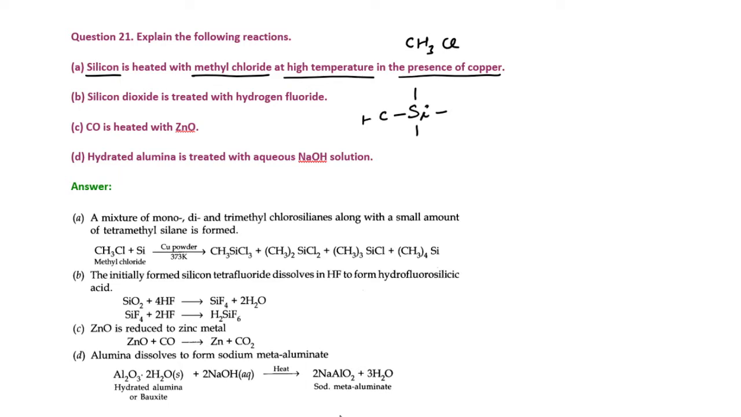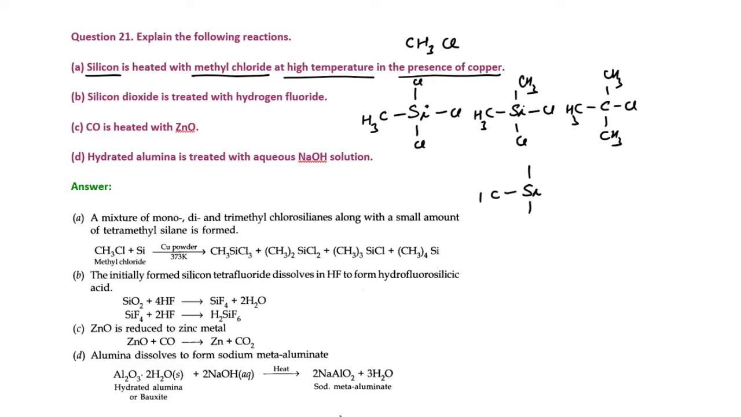So first of all, 3 chlorines and 1 methyl can be possible, meaning monomethyl chlorosilane, or silicon with 2 chlorine and 2 methyl, meaning dimethyl chlorosilane, or 1 chloro and 3 methyl, which is trimethyl chlorosilane, and a small amount of tetramethylsilane is formed without any chlorine. Okay, so these are the products formed.